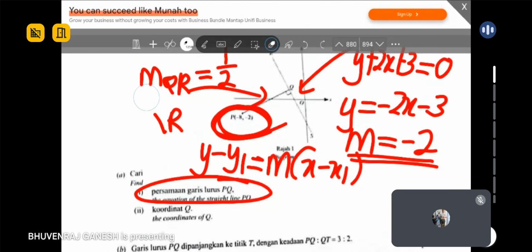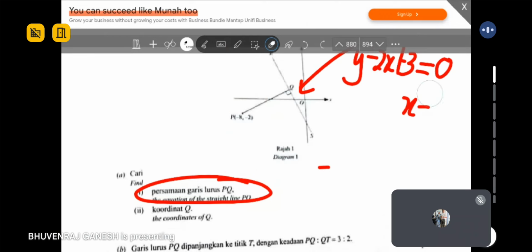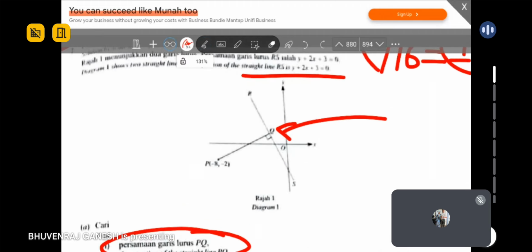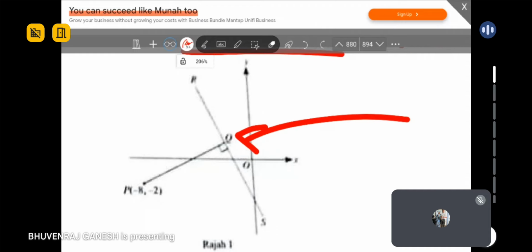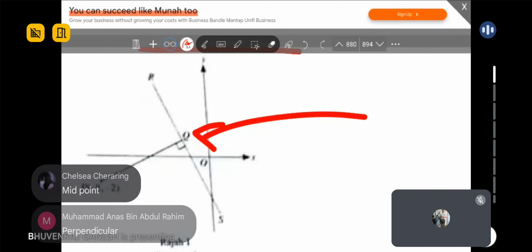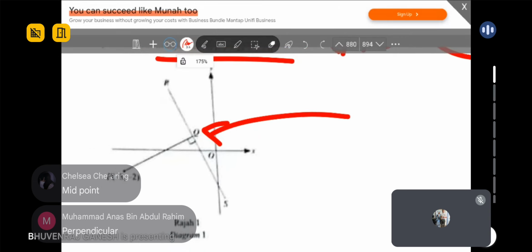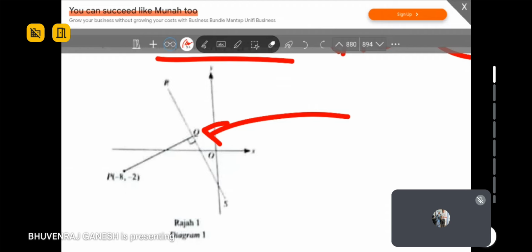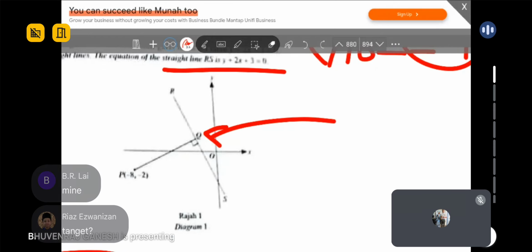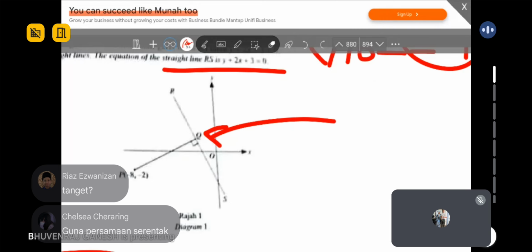Okay, so they ask you to find coordinate Q guys. Cari titik Q. Okay, so may I know what is the name called for coordinate Q? What can we call this point? Apa kita boleh panggil titik Q ni? Bukan. Soalan tak kata titik tengah guys. The question never mention anything about midpoint. Lebih specific, Anas. More specific a bit. How do we find titik Q? No, not tangent. Yes, guna persamaan serentak, guys.